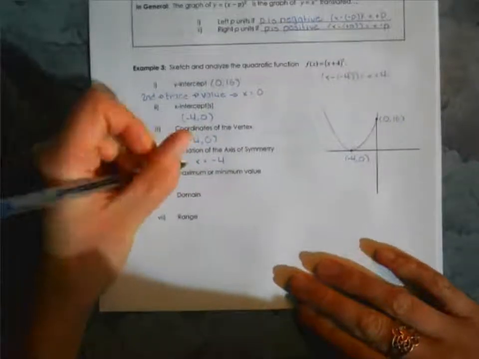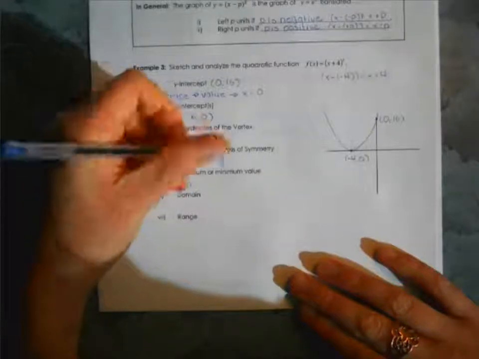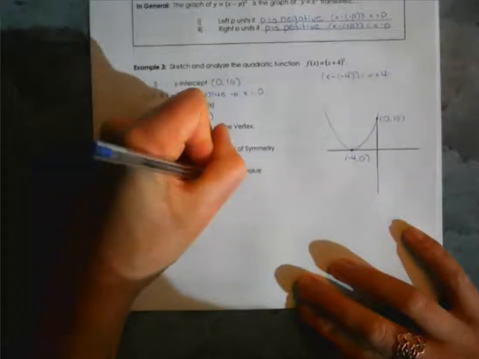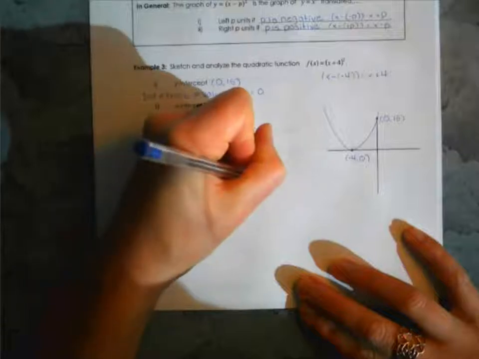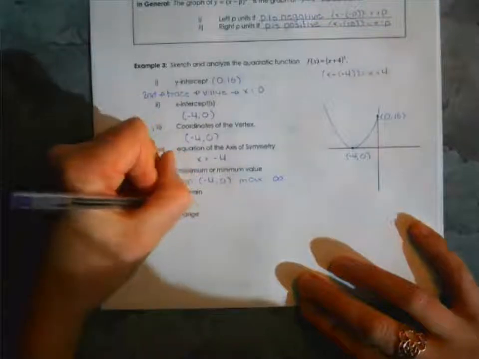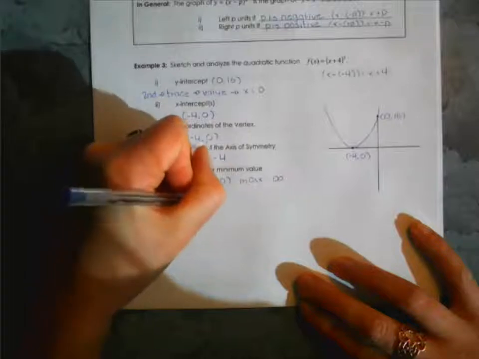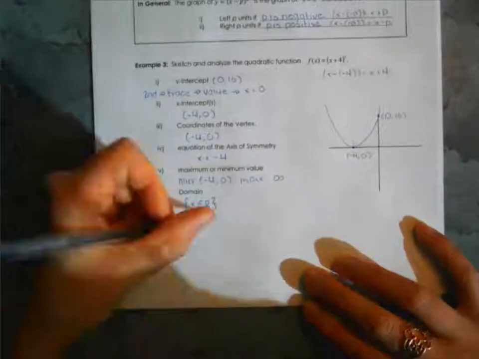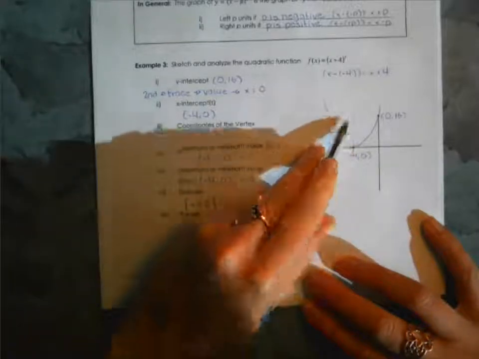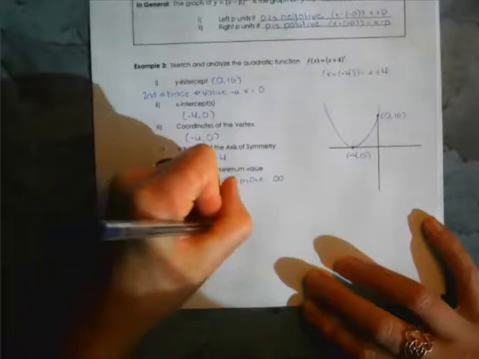What about our maximum or minimum values? So in this case, because it opens upwards, our minimum is going to be equal to -4, 0, and our maximum is going to be infinity. What about domain? So what could all of our x values be? So x is going to be equal to all real numbers again. Barely even have to think about that one anymore. And then our y values are going to be greater than or equal to 0. And again, y can be equal to all real numbers.